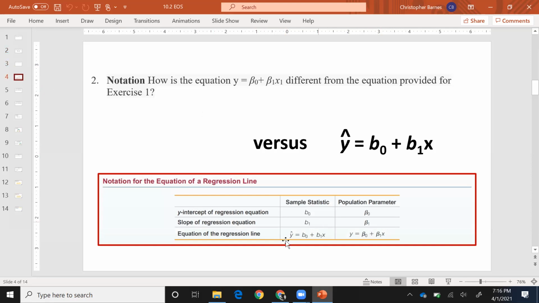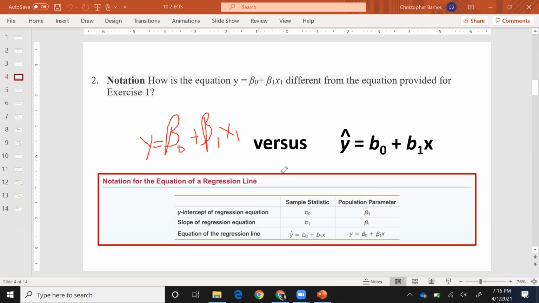And then down here, if you're comfortable with it, you can sit back and draw the y equals B sub 0 plus B sub 1 x1. So you're comparing this equation to that one. What's the difference between those two? And the answer is really right here.